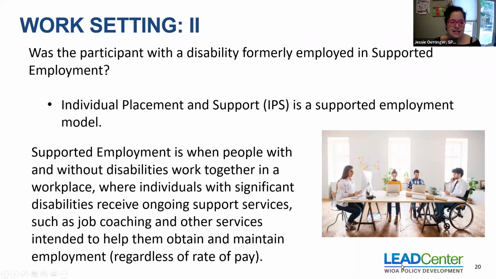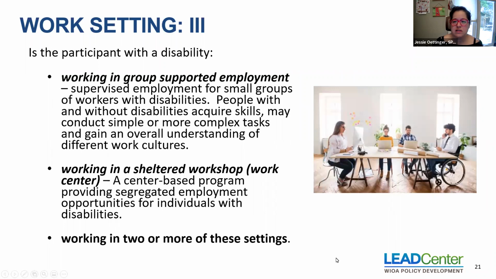All right, next slide. So this is the third work setting that you would be asked about. And this is sometimes called a sheltered workshop or a work center. And what that means is it's usually a private, nonprofit, or a state or local government institution that provides employment opportunities for individuals that are developmentally, physically, or mentally impaired and prepares them for gainful work in the general economy. This model is being phased out.